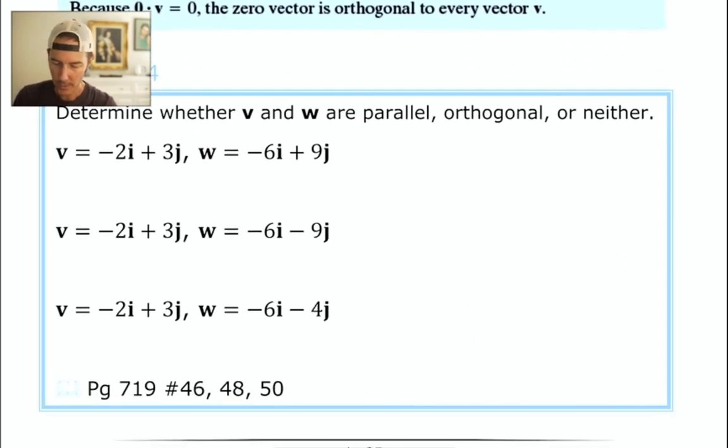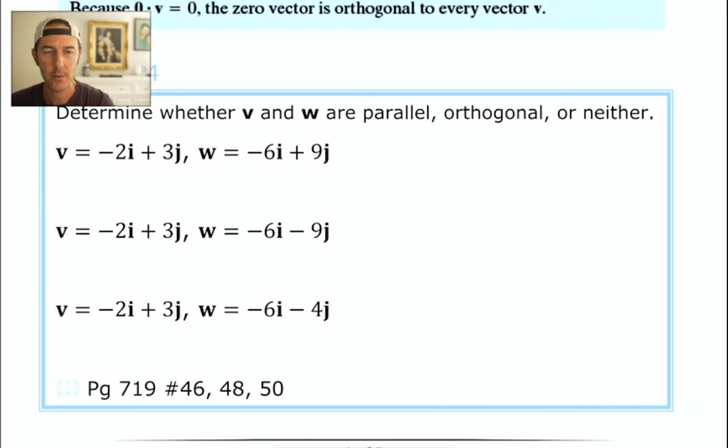Let's try to determine whether these vectors are parallel, in which case they are scalar multiples of each other, or perhaps they're orthogonal, in which case their dot product will equal 0. Or if both of those fail, if it's neither parallel nor orthogonal, there's no other specific option, so we just go with neither parallel nor orthogonal.